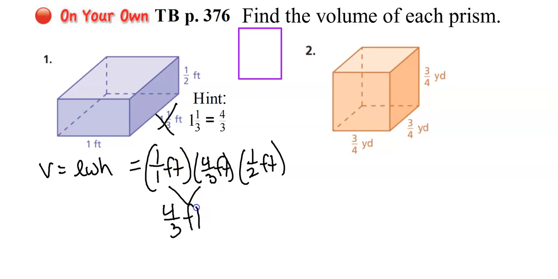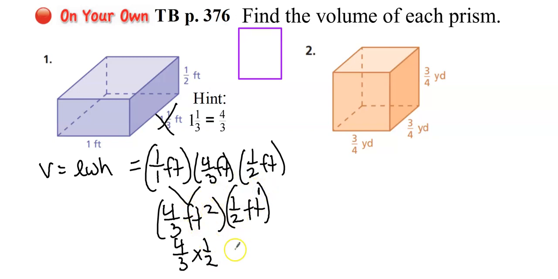Feet times feet is feet squared. So I have 4/3 feet squared times 1/2 of a foot. And that means I'm multiplying 4/3 times 1/2. And remember that feet squared, and then I have feet to the first power. My units are going to be cubic feet, which you probably knew anyways. And then I'm going to simplify before I multiply. I notice the numerator and denominator are both divisible by 2. 2 divided by 2 is 1. 4 divided by 2 is 2.